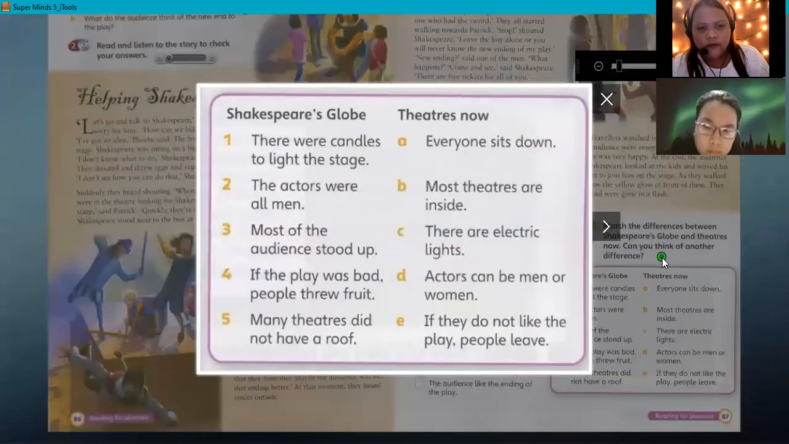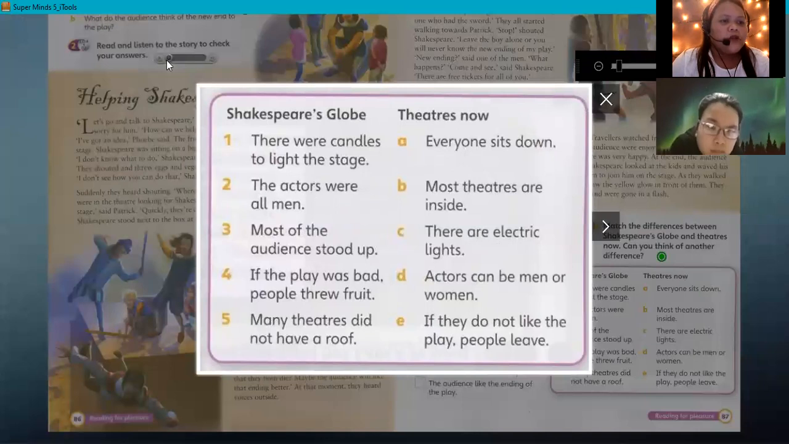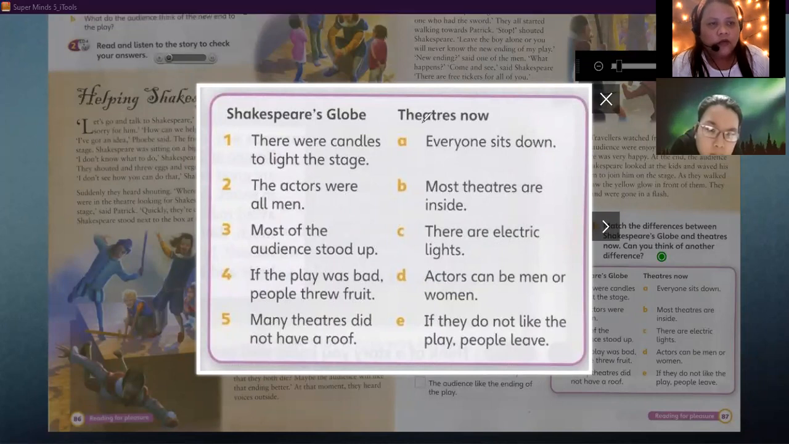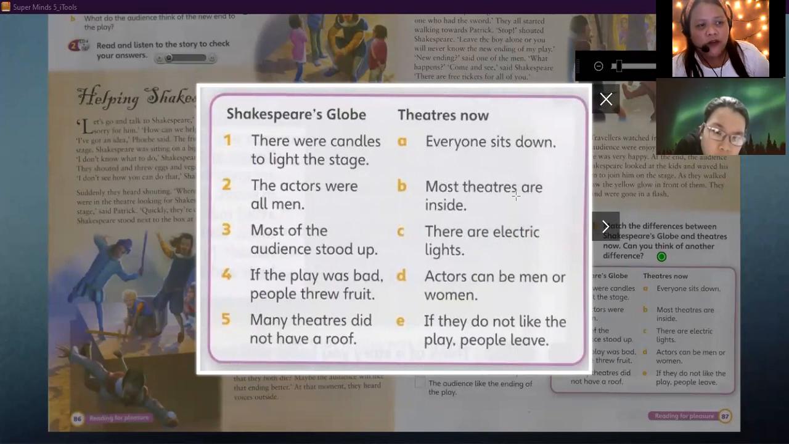I can't click it. Okay. So can you please answer number one? I read first. Okay, this one. There were candles to light the stage. That was Shakespeare's time. The theater during his time.